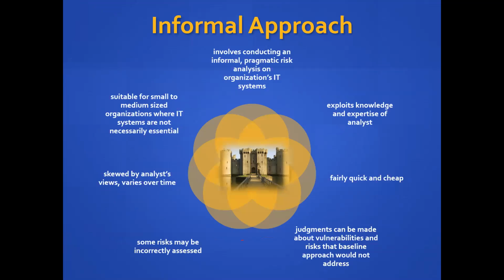The other ones, as you might imagine: the informal process involves conducting an informal, pragmatic risk analysis that exploits the knowledge and expertise of the analyst. It's also fairly quick and cheap. Judgment can be made about vulnerabilities, but some risk may be incorrectly assessed. They're skewed towards the analyst, and they're suitable for medium-sized organizations. So these are informal, but they involve more experts, a few more people. They're just more detailed, and that's really the idea.